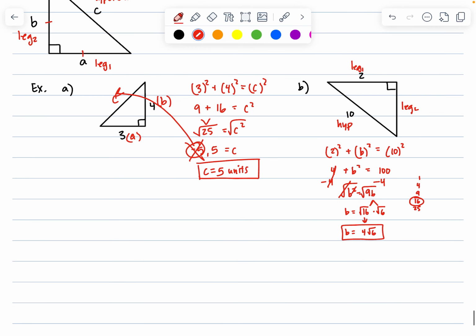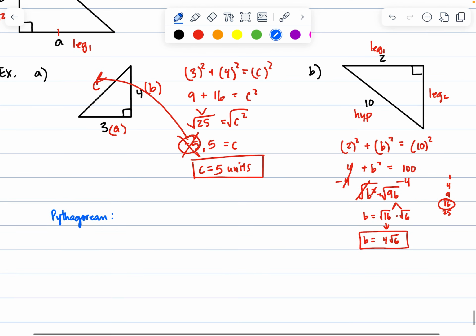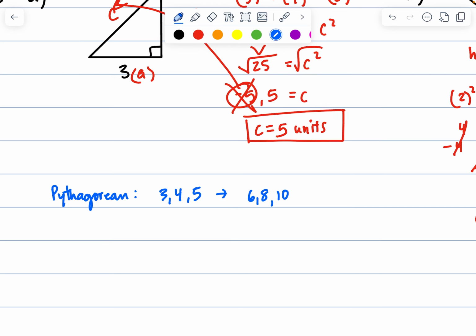Just as a small note, I didn't mention this earlier, but if you remember this, we also have Pythagorean triples. This is worth mentioning because it makes it easy to remember some of your more common Pythagorean triangles that have whole number values. 3, 4, 5 is a very common one, and you could always multiply by 2. For instance, you get 6, 8, and 10. You can multiply by 3, and you get 9, 12, 15, and it goes on and on.